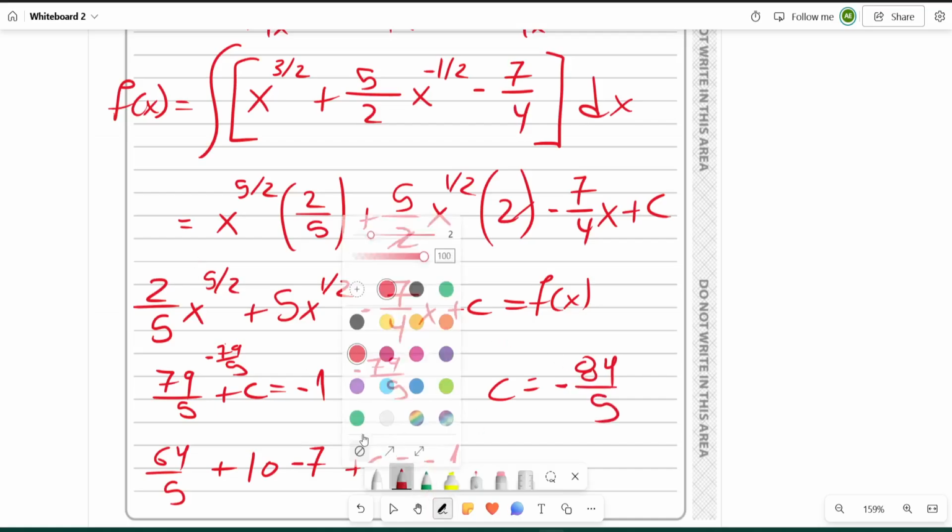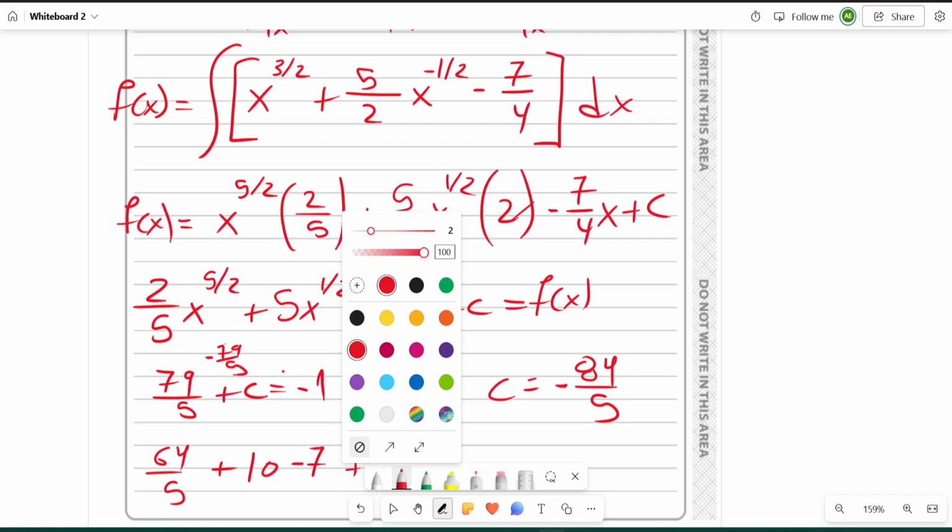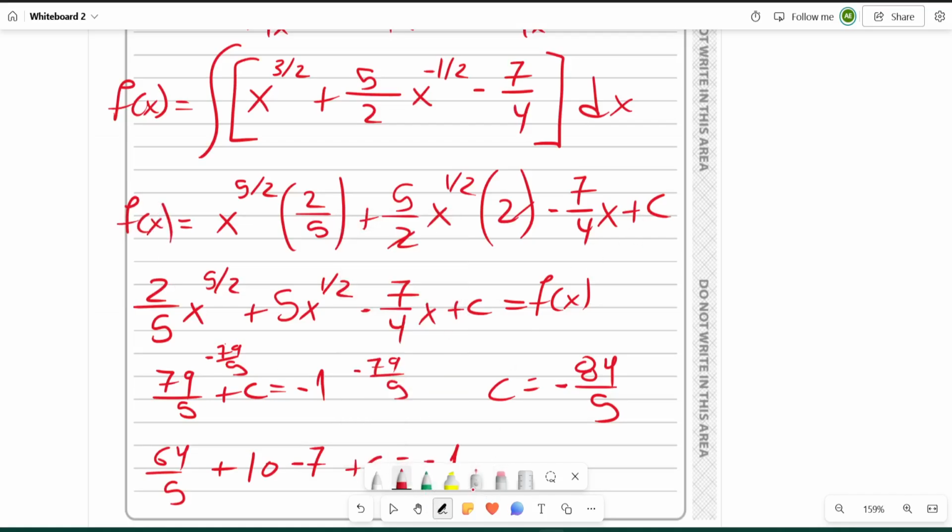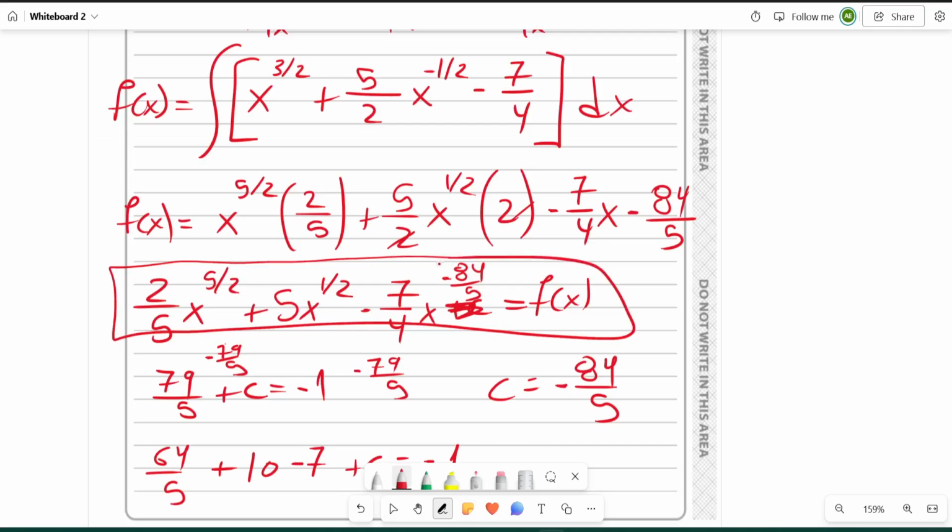So I will come here to the original equation f of x, and instead of c, I'm going to change it. You have to rewrite it, again, but I'm going to change it over here just for the sake of the video. Minus 84 over 5. And that is your f of x. So you erase the c and you put minus 84 over 5. This is going to be your final simplified answer. And I hope it's clear.